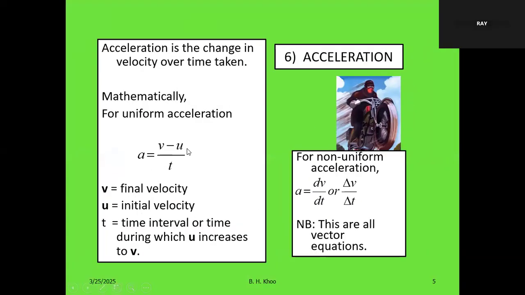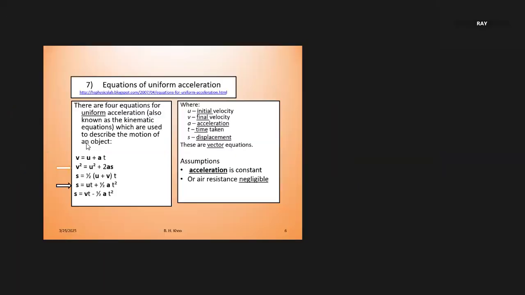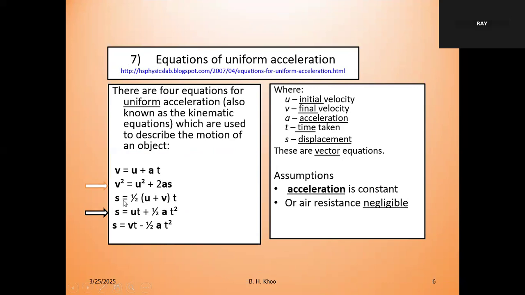From here, there's our uniform acceleration formula. Cross multiply, we get v equals u plus at. And then this is the average distance under the graph, right? Our displacement is the distance under the velocity time graph.